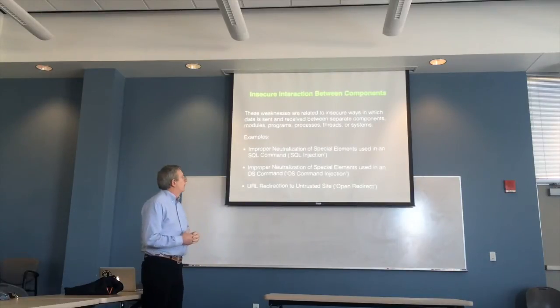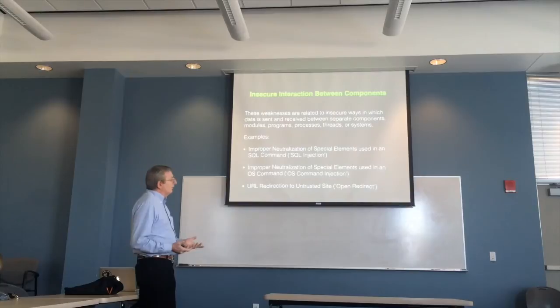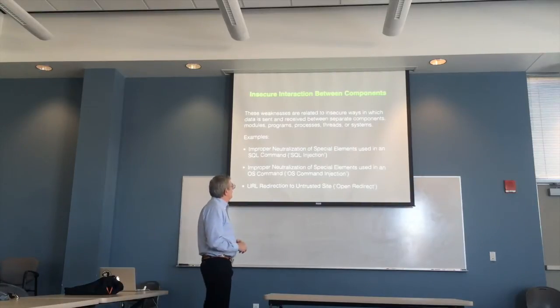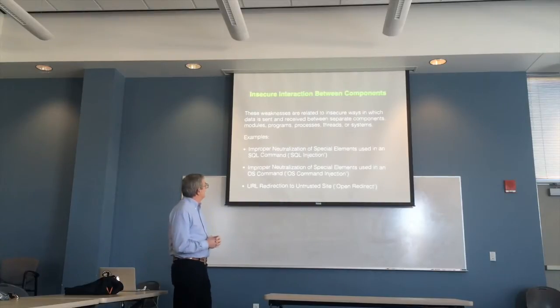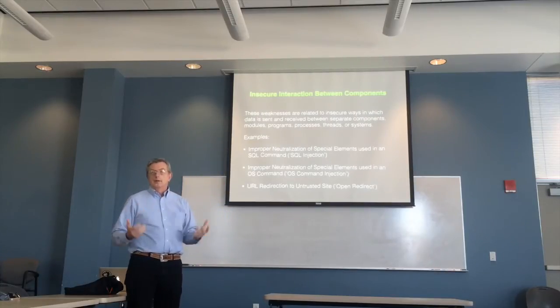So let's talk about this first category for just a minute. Insecure interaction between components. These weaknesses are related to insecure ways in which data is sent and received between separate components, modules, programs, processes, threads, or systems. Some of the examples of these insecure programming errors are improper neutralization of special elements used in SQL command, improper neutralization of special elements used in OS command. So you can see just from this list that these are largely injection type vulnerabilities.